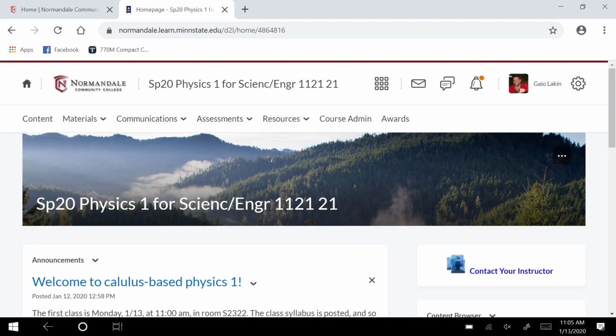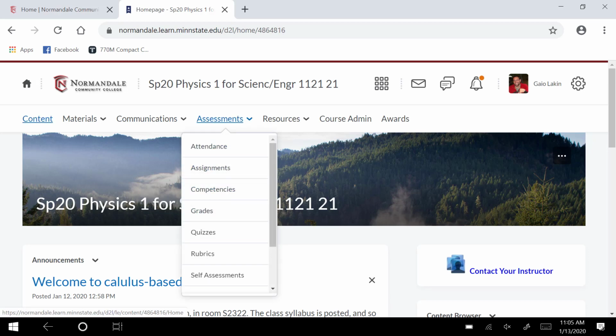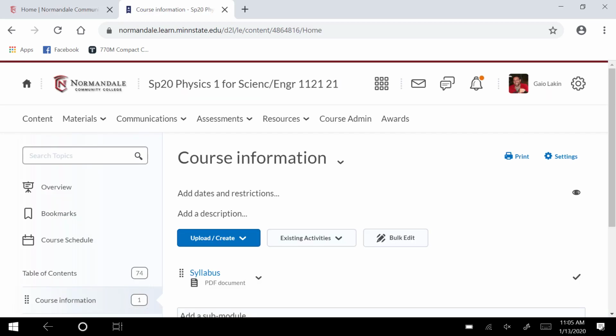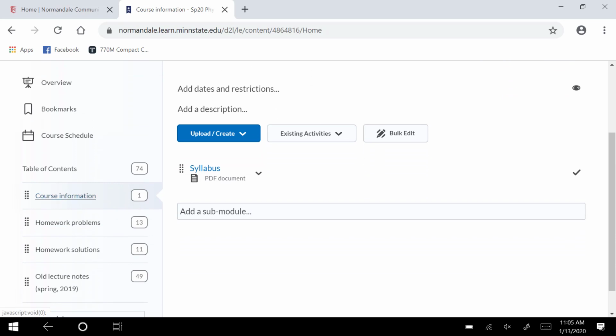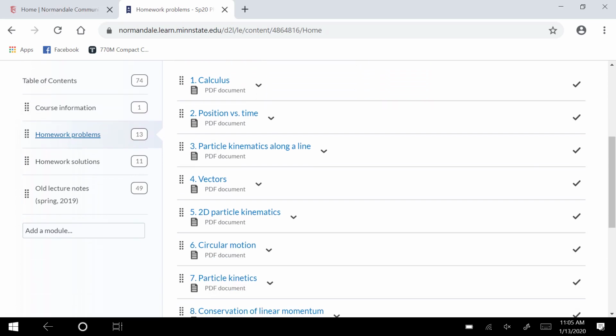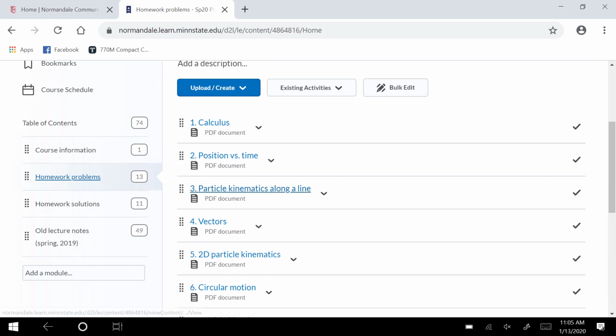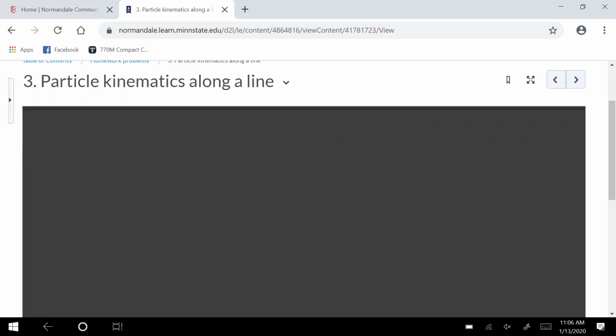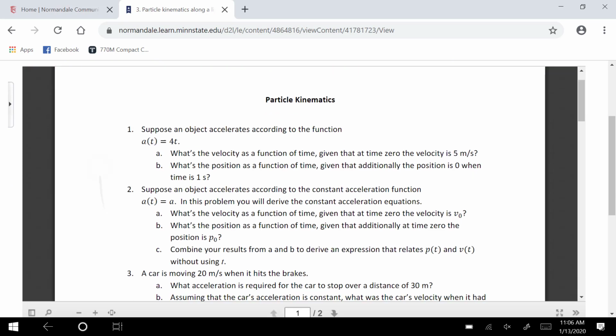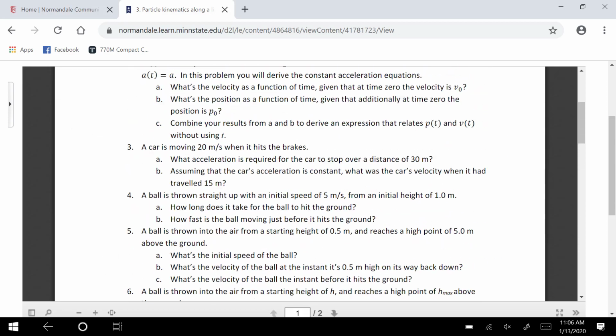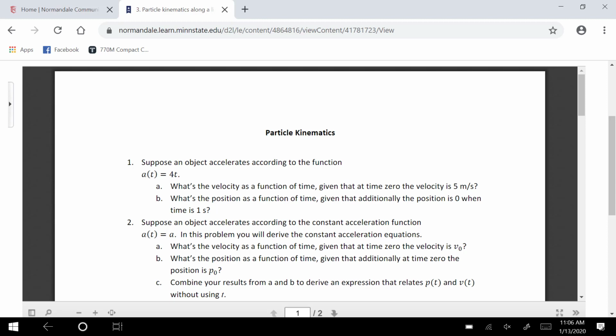Pretty much everything you need, well, grades are under assessments, grades, but all the materials you need are going to be in content. Content's broken up into course information, homework problems, homework solutions, old lecture notes. I'm planning to change a few of these, but the basic idea is that all of the homework problems you need for the class are under homework problems. If you go to some random one here, it has maybe 10 or 15 problems in it. This class is designed to help you understand these 100 or 150 or whatever problems that we're going to do during the class.